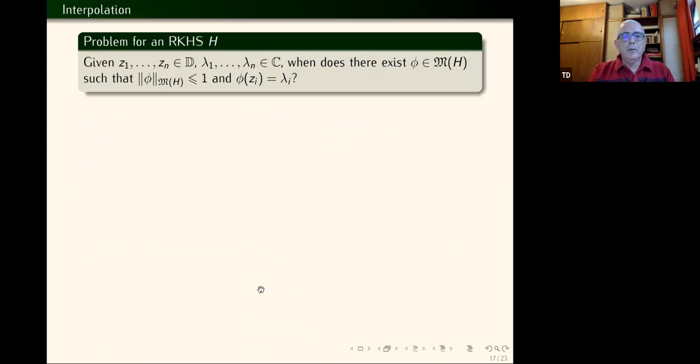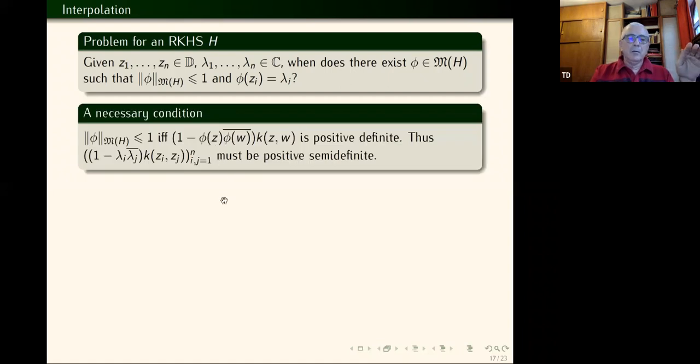Okay, let's pass to something else to connect the Branges-Rovnyak spaces with interpolation. So the Nevanlinna-Pick problem for a reproducing kernel Hilbert space is this one: if you are given points in D and values in C, when can you find a multiplier of norm smaller than 1 which takes precisely those values? I enter a little bit into an area that is very much studied. I just tell you a few things that I need here.